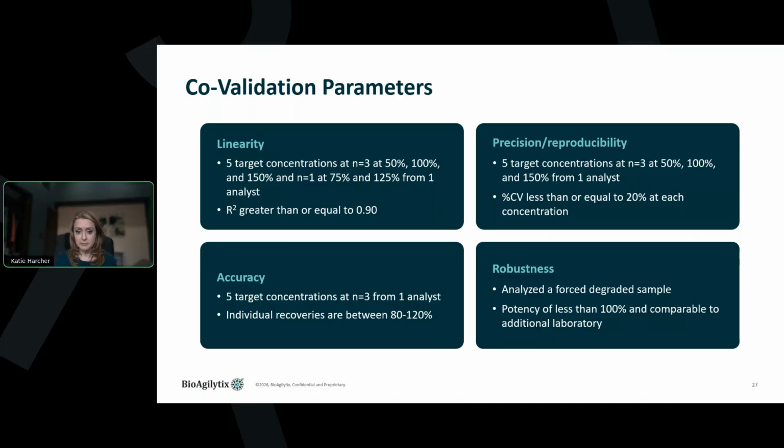Precision and reproducibility was also investigated. Accuracy was investigated, and then robustness, which in this case was utilizing a force degraded sample to look for stability of the sample. And you can see on each little box there was clearly defined criteria put in place for the assay. And in this case, one other thing that was important that is not captured right here is that the replicates to be used, which says here that we used N of 3, these were determined to be true replicates.